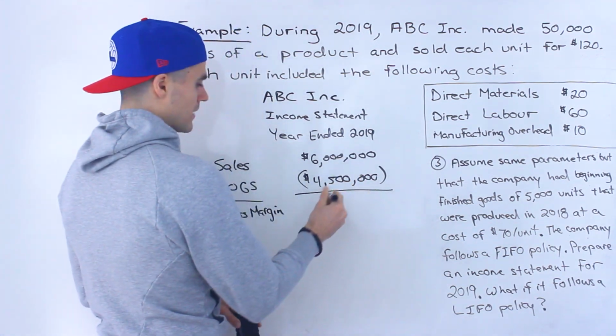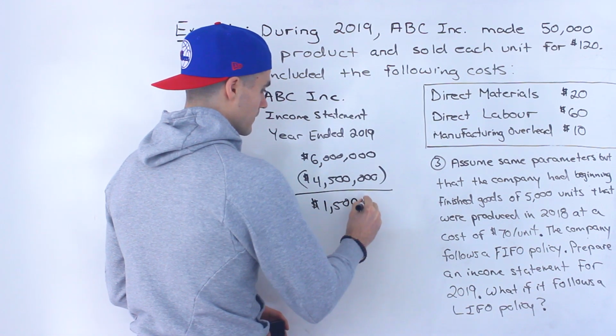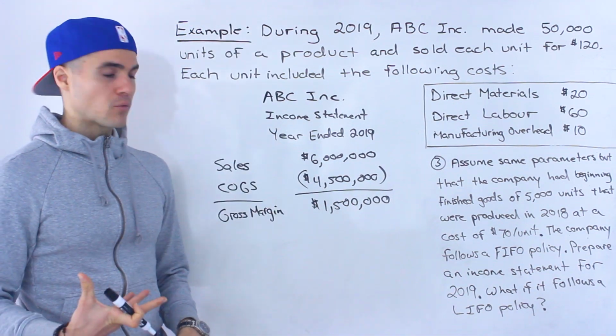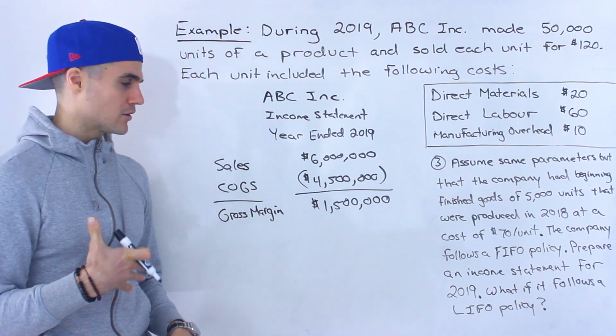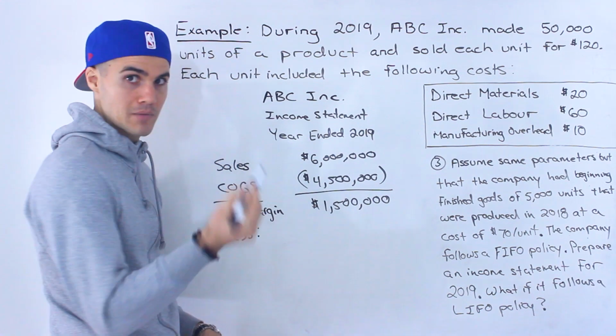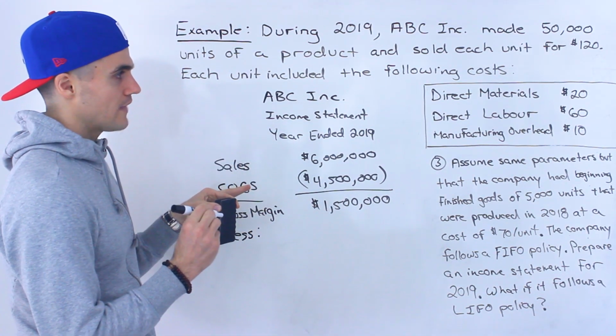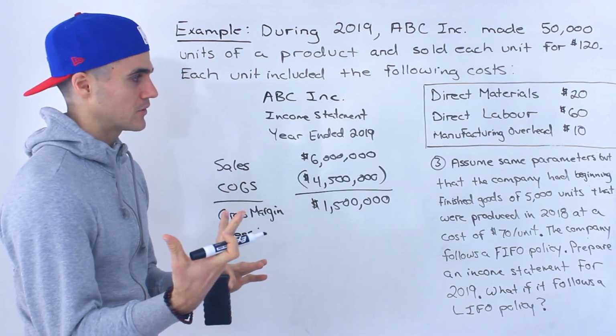And so 6 million minus 4.5 million gives us 1.5 million. And then from there, what we want to do is subtract periodic costs or periodic expenses. That's like selling and admin expenses, and we were given information about that. So we were told that the sales team was paid a salary of 300,000.